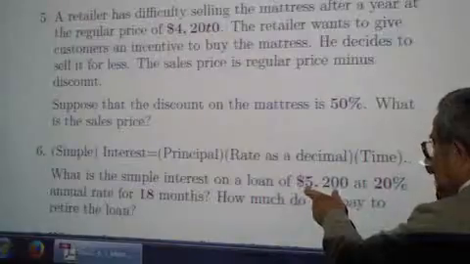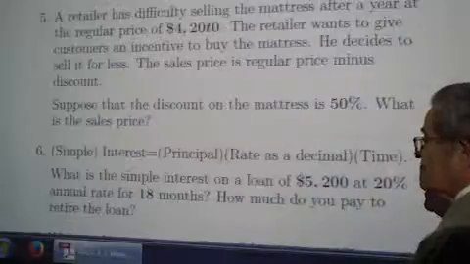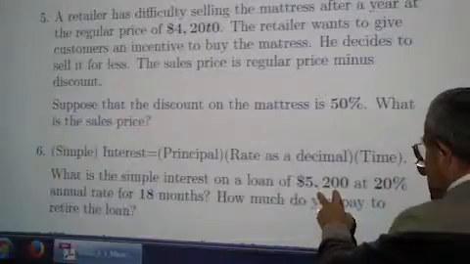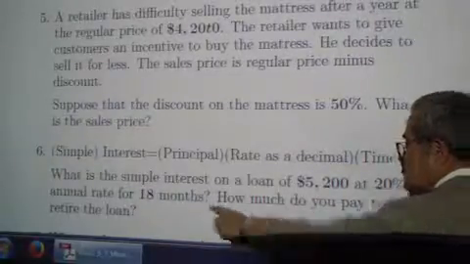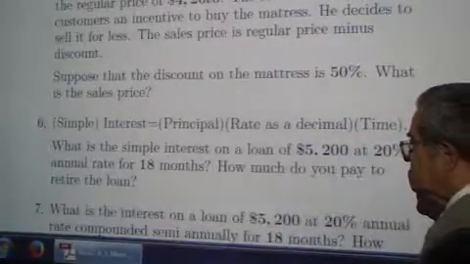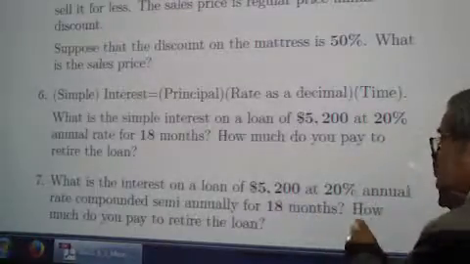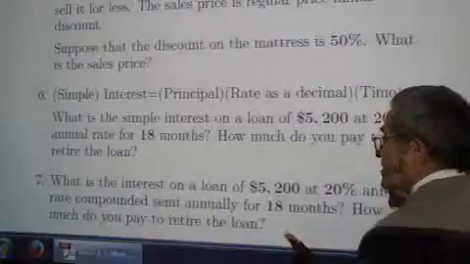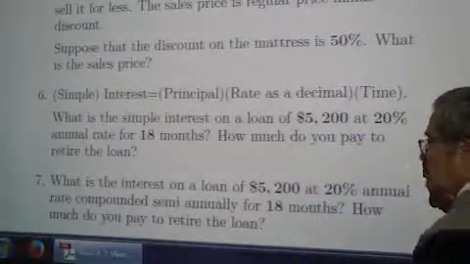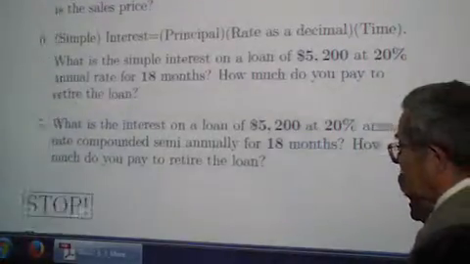Simple interest. You borrow $5,200 at 20% for 18 months. How much do you have to pay back? So the interest plus the principal. $5,200 at 20%, 18 months. And then finally, what is the interest on a loan of $5,200 compounded at 20%, compounded semi-annually for 18 months? It's like the example I showed you with the 2.5 years and compounding semi-annually. And I think that's it.